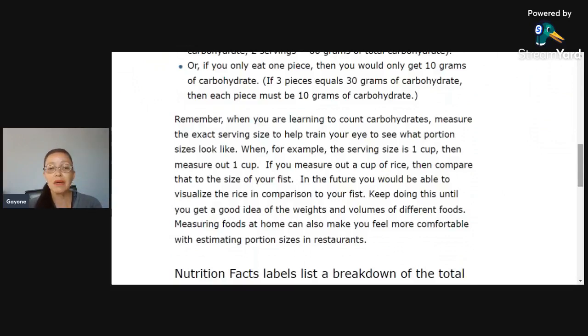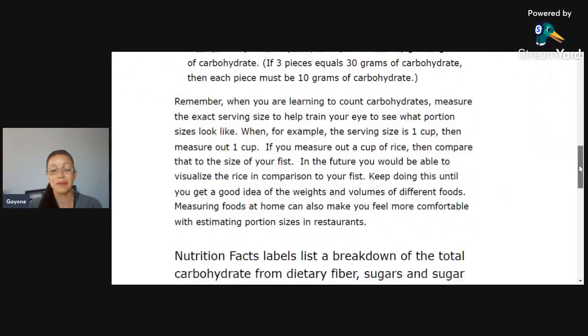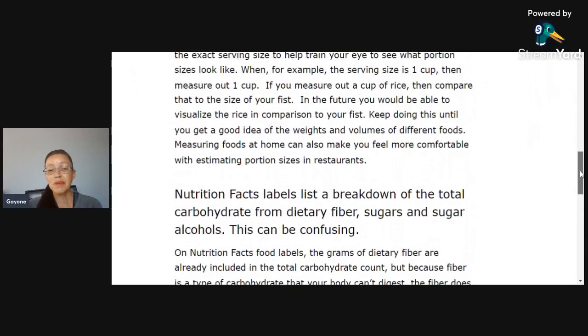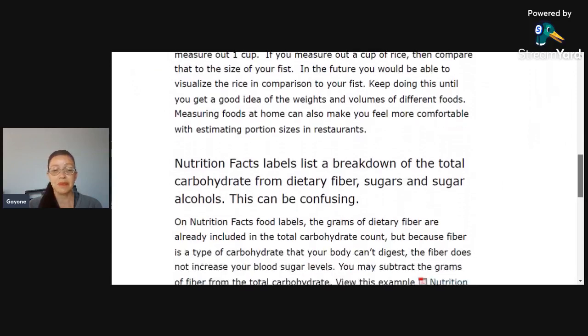So remember, when you're learning to count carbohydrates, measure the exact servings to help train your eye to see what portion size looks like. For example, when the serving size is 1 cup, then measure out only 1 cup. If you measure out a cup of rice, then compare that to the size of your fist. In the future, you will be able to visualize the rice in comparison to your fist. Keep doing this until you get a good idea of the weights and volume of different foods. Measuring foods at home can also make you feel more comfortable with estimating portion sizes in restaurants.